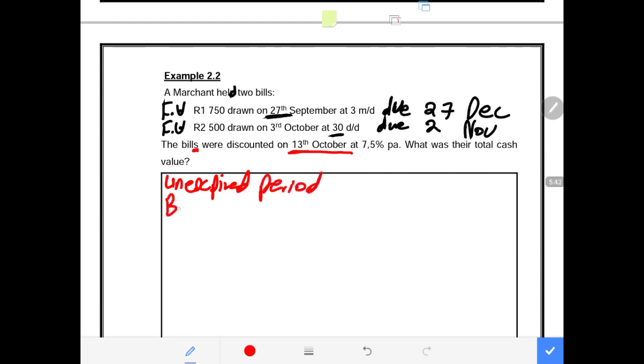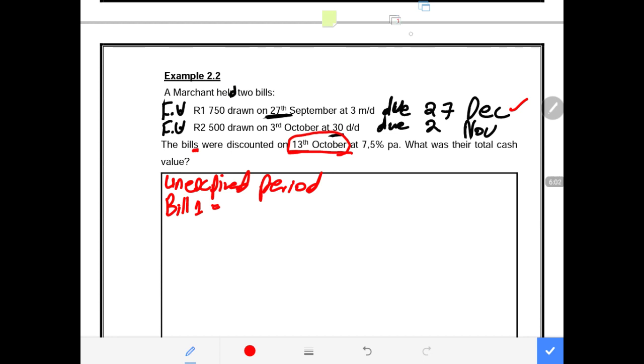Unexpired period for bill number 1. We have bill 1, and we're calculating the unexpired period. The bills were discounted on the 13th of October. So now let's start calculating from the 14th of October up until the 27th of December.